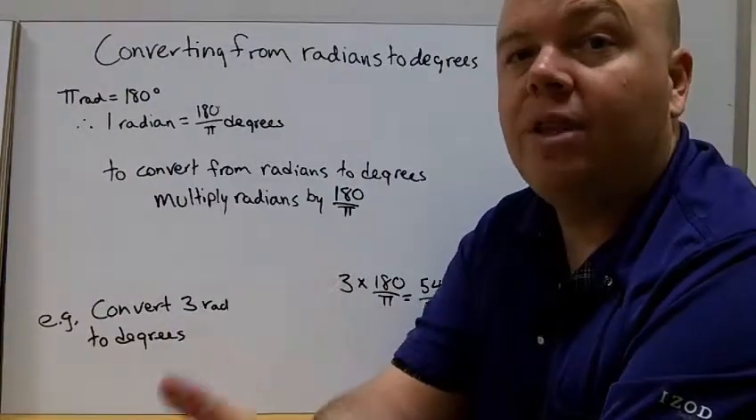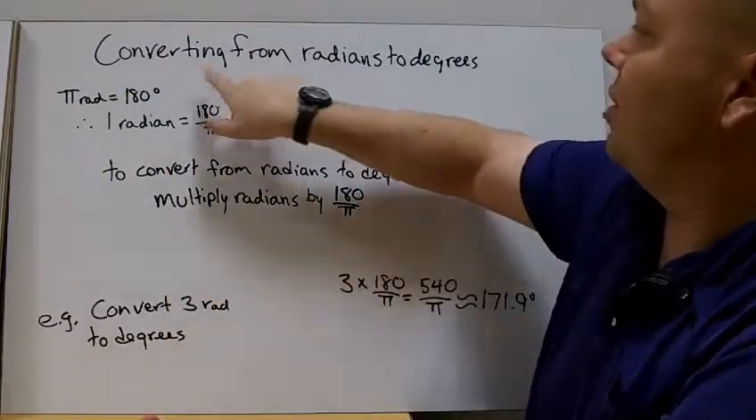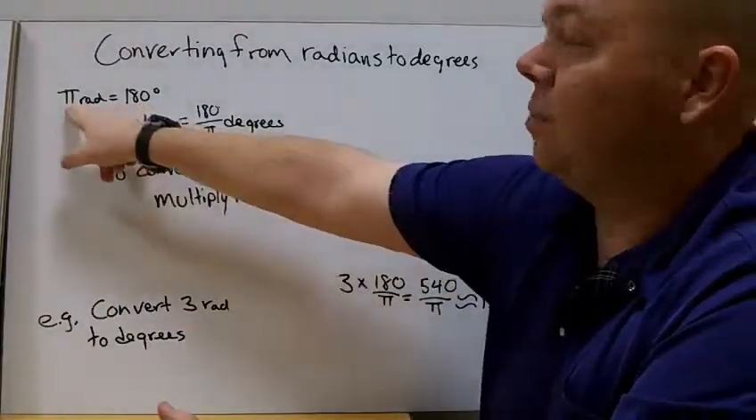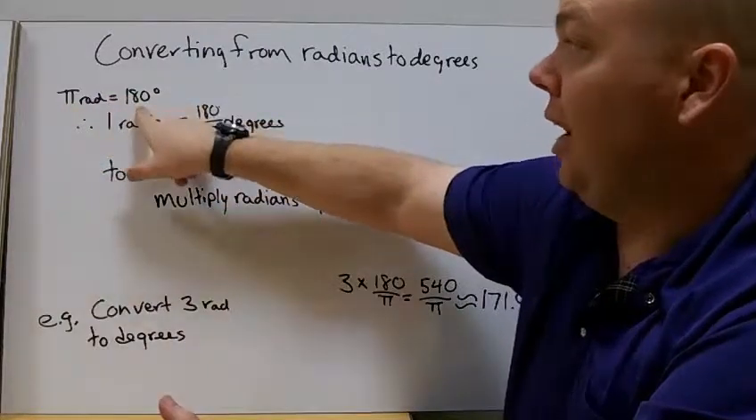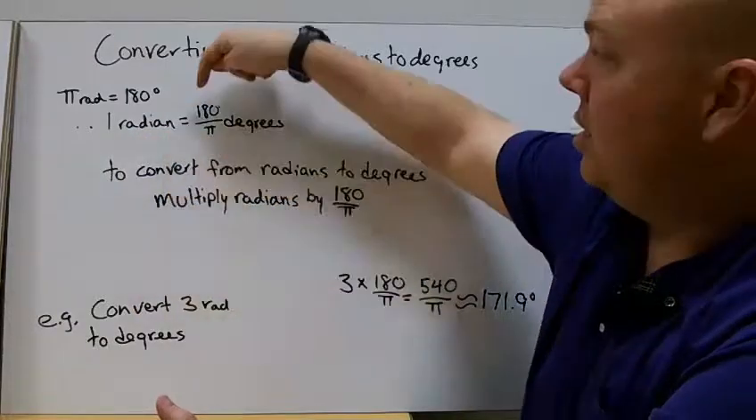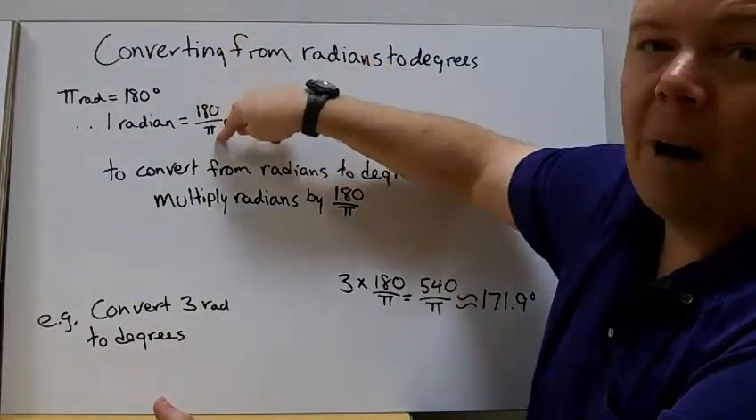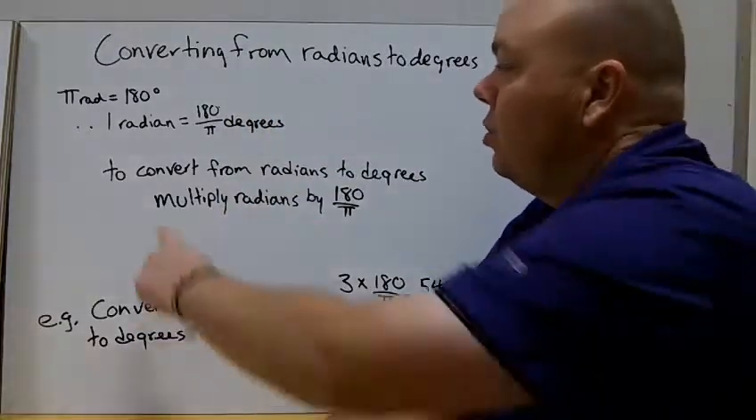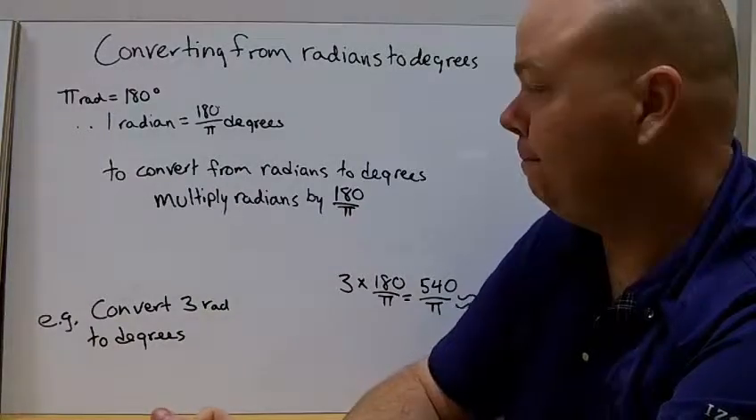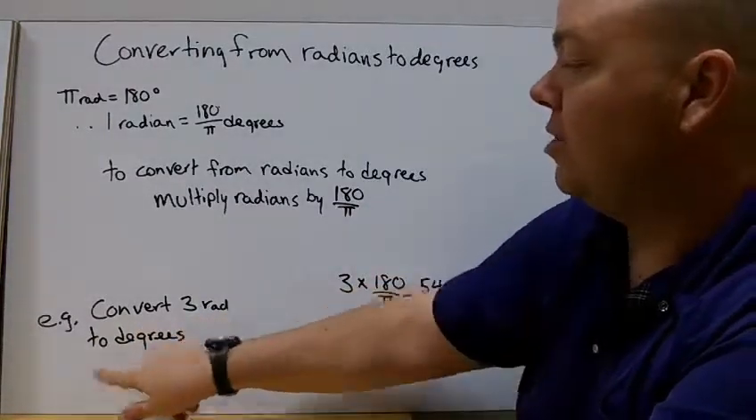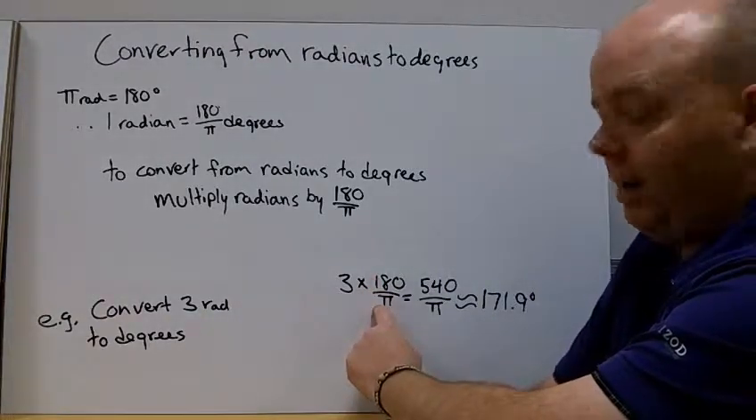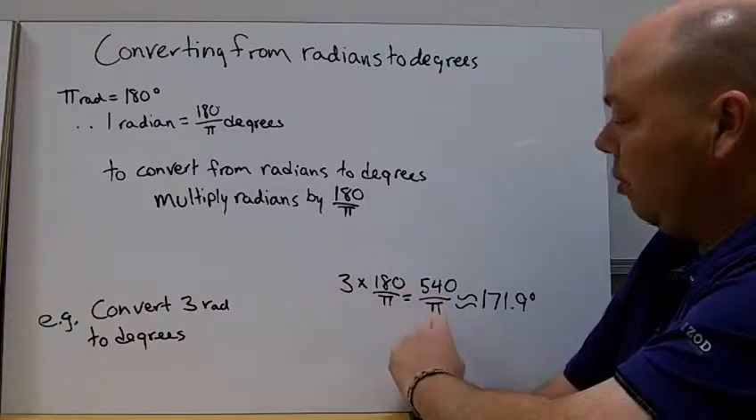Going the other way, if you have radians, can you convert to degrees? So converting from radians to degrees. Similarly, pi radians is equal to 180 degrees. We divide both sides by pi, so that gives me 1 radian is equal to 180 over pi degrees. So to convert from radians to degrees, multiply the radians by 180 over pi. For example, convert 3 radians to degrees. 3 radians times 180 over pi. That gives me 540 over pi.